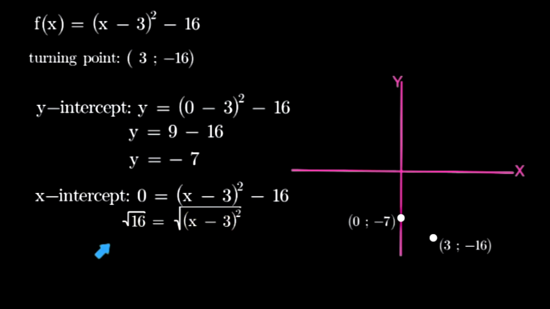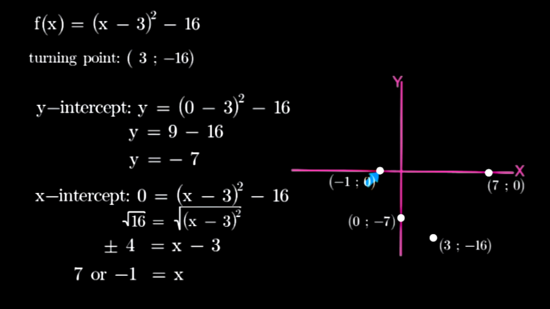Now this square root is going to get rid of this bracket and this square, and the square root of 16 gives us a positive and negative 4, and that will now be equal to x minus 3. Now since we have a positive 4 and we take this minus 3 to the other side, it becomes a plus 3, so plus 4 plus 3 is 7, and then minus 4 plus 3 gives us minus 1. So these two are our x-intercepts. So let's go plot them. So 7 is on the right side, so there we go. So it's 7 and 0, and on this side we've got minus 1 and 0. And now we can simply connect all these points, and there we go.